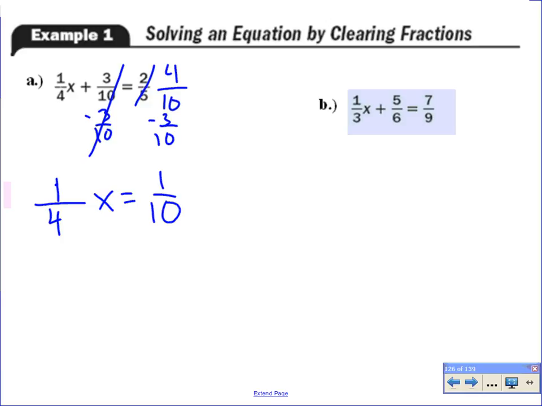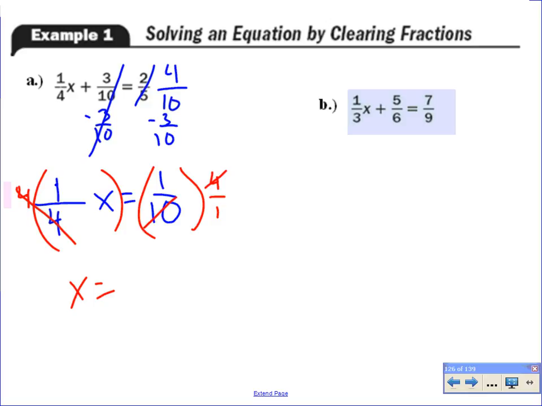And then, Jackie, how do we get rid of our 1/4? Good. Multiply both sides by 4. So we're going to multiply both sides by 4, which is the same thing as 4 over 1. If you want, you can cross simplify here, or you can multiply across the top, across the bottom, and then cross simplify. Okay, it's up to you. Let's cross simplify on this one just for practice.